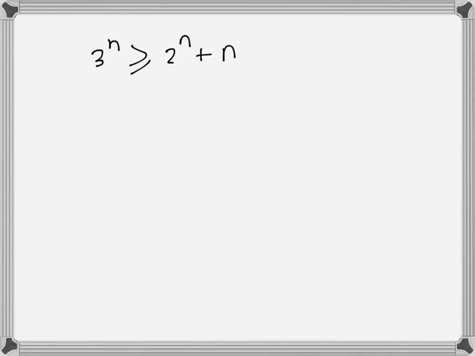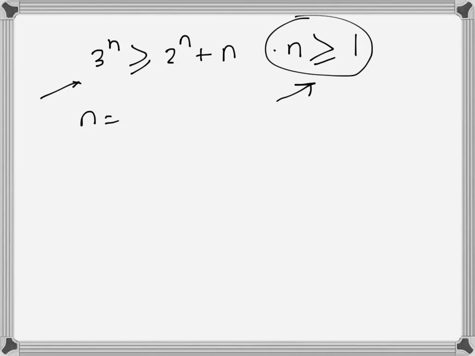I have to use mathematical induction to show this relationship: 3 to the power n is greater than or equal to 2 to the power n plus 1, for all integers n greater than or equal to 1. So I will use mathematical induction. First, I will do it for n equal to 1, which is the first possible value.